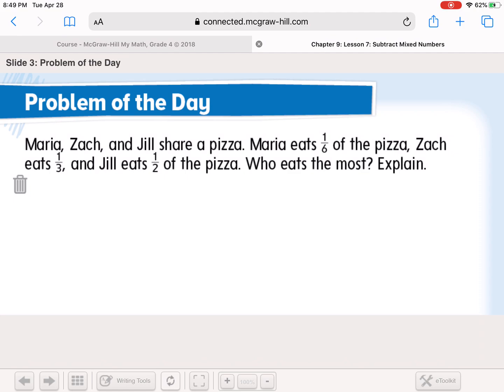Maria, Zach, and Jill share a pizza. Maria eats 1/6 of the pizza. Zach eats 1/3, and Jill eats half of the pizza. Who eats the most? Explain. Basically, what I want you to do here is just order the fractions. So, which one comes first, second, and third? I'll give you about 30 seconds because this shouldn't take that long.